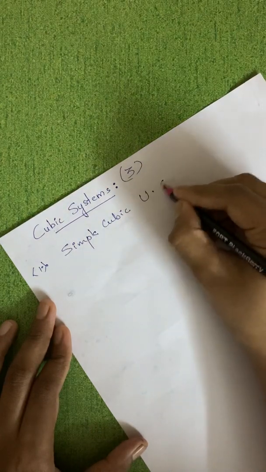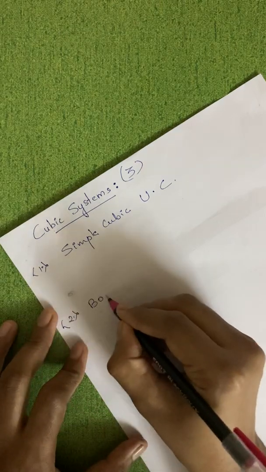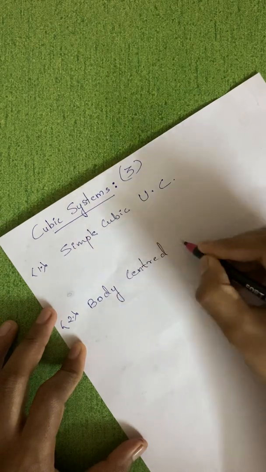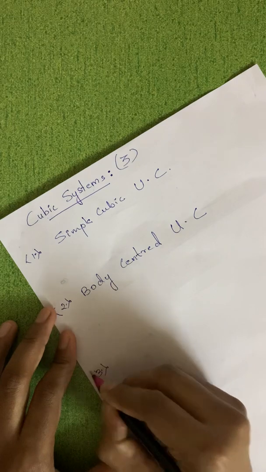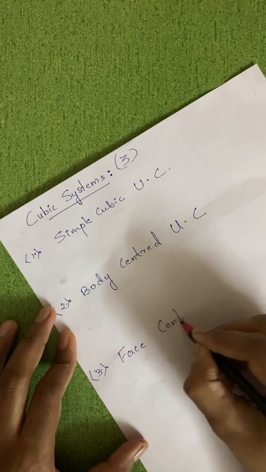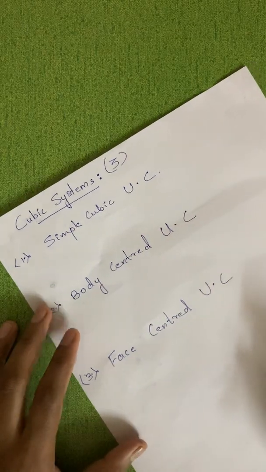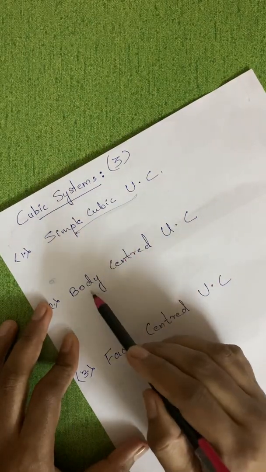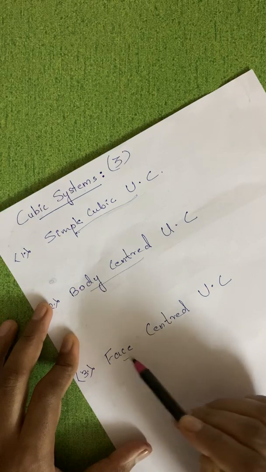unit cell. The second one is body centered unit cell, and the third one is face centered unit cell. Now we have also discussed what is meant by simple, what is meant by body centered, and what is meant by face centered.